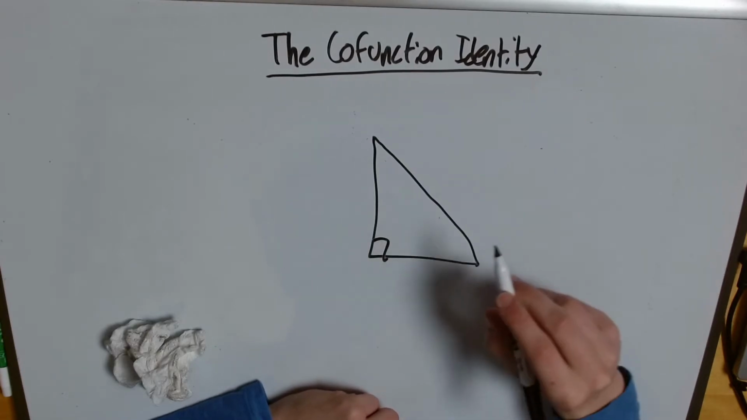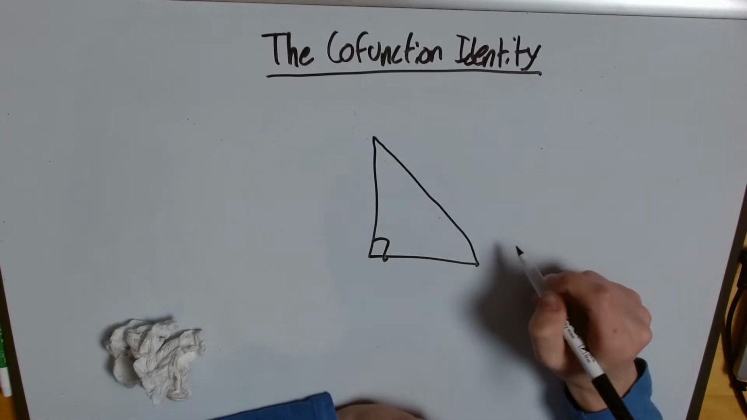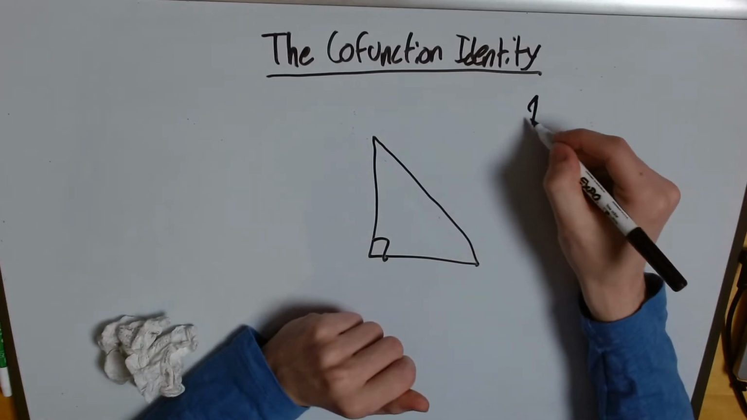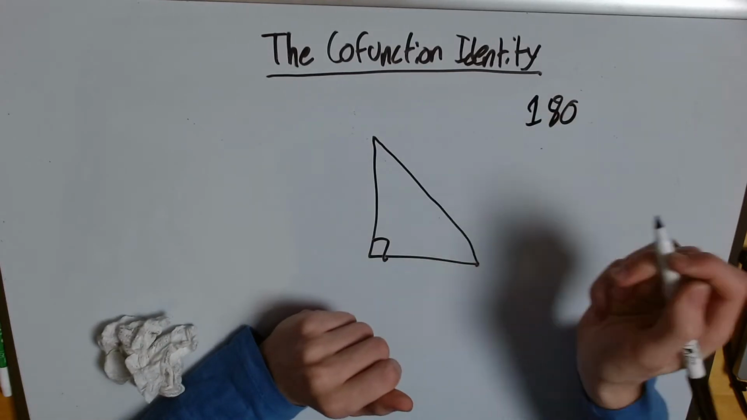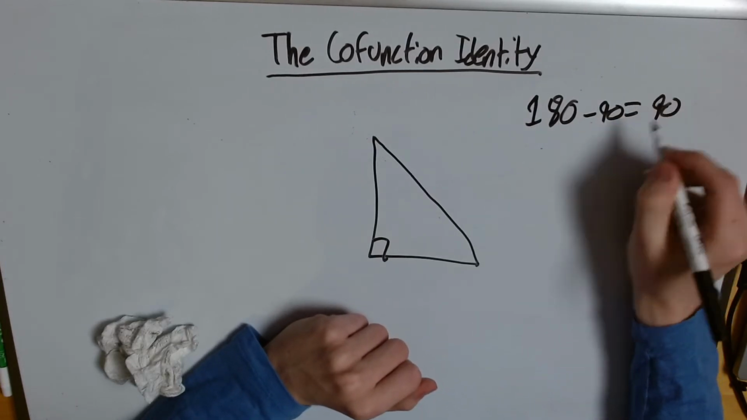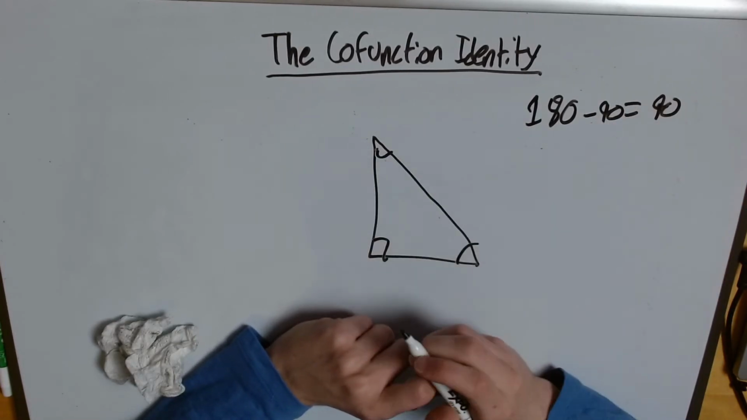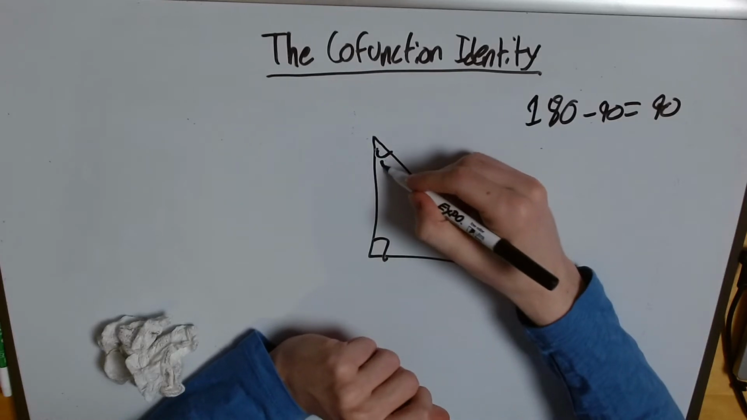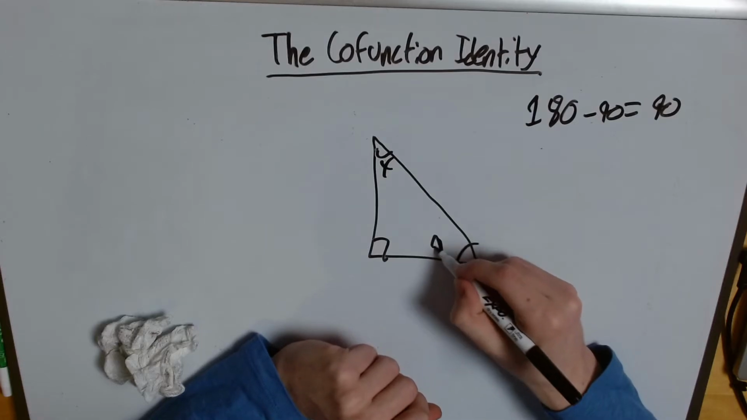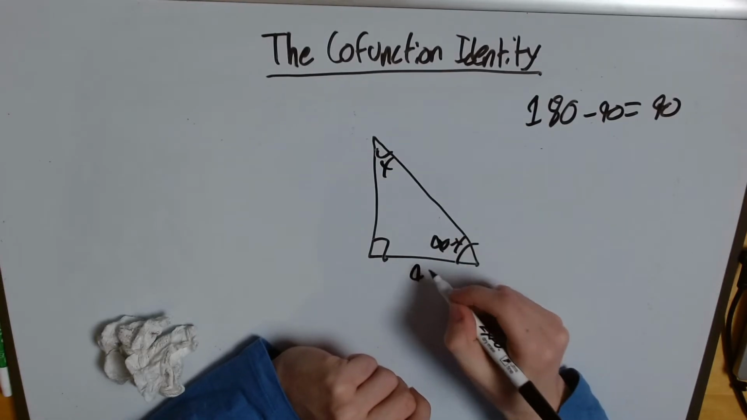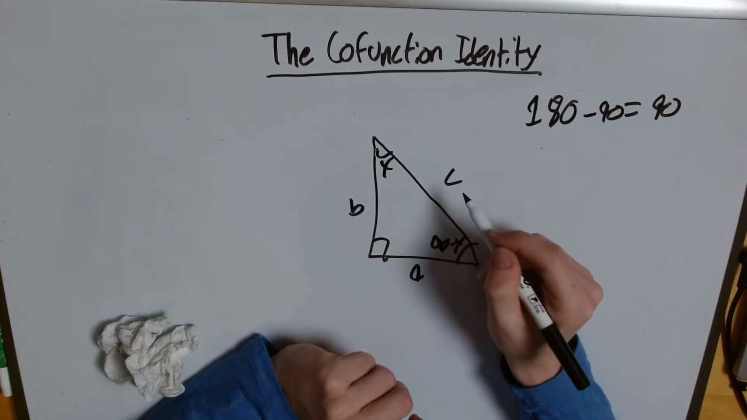All right, here's my right triangle angle. I know that the sum of the angles in the triangle has to add up to 180 degrees. I already have this right angle here, so I know that the rest of these two angles have to add up to 90 degrees. I'll call this one x and this one 90 minus x. And of course, I'm going to label my sides A, B, and C.